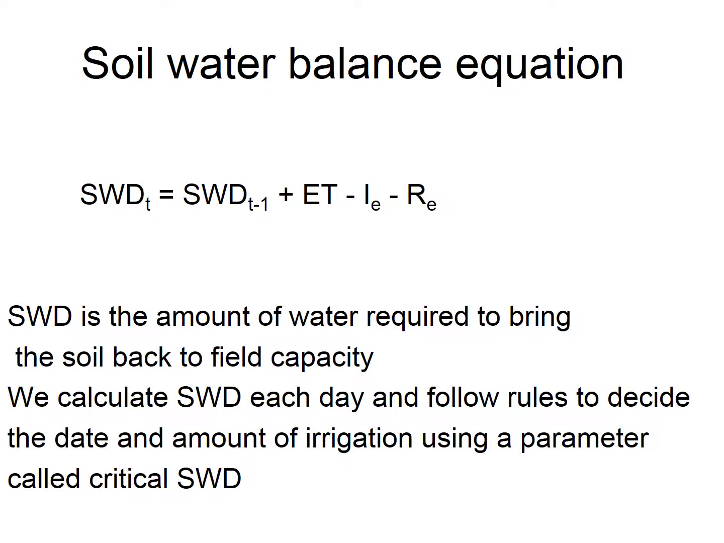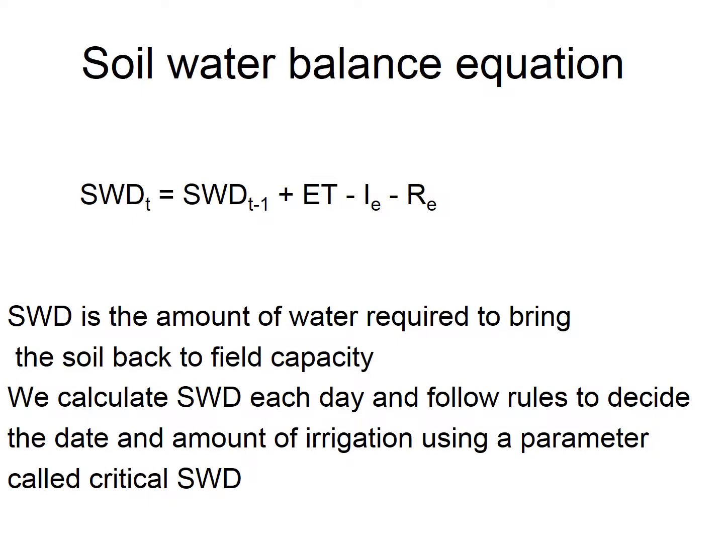To determine dates and amounts of irrigation, we will use the soil-water balance equation, which is shown here in terms of soil-water deficit. The soil-water deficit is the amount of water required to bring the soil back to field capacity. And we apply this equation to calculate every day the soil-water deficit as a function of the soil-water deficit of the previous day, by adding evapotranspiration and subtracting effective irrigation and effective rainfall.